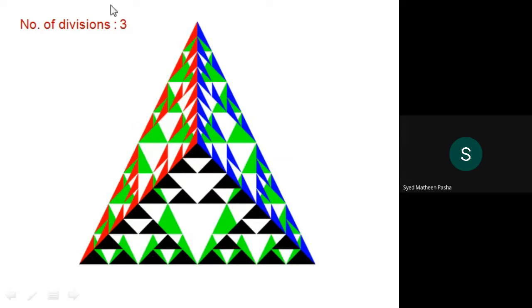In the third stage, how many divisions? You are making 3 divisions. 3 divisions in the sense each triangle should have 4, 8 as well as 12. It should have 12 triangles in each. So if you keep on counting the triangles, you will get 12 triangles in each face of the triangle. So the number of divisions, if the user is giving 3, the output should be in this phase.